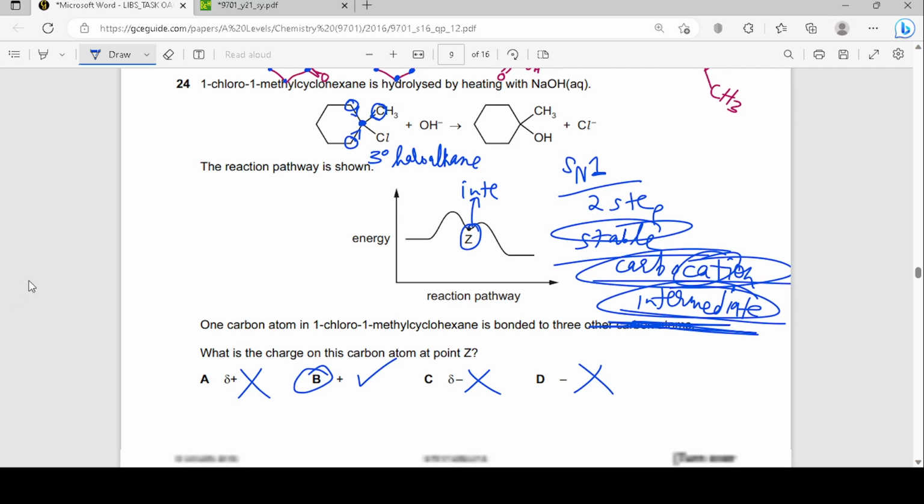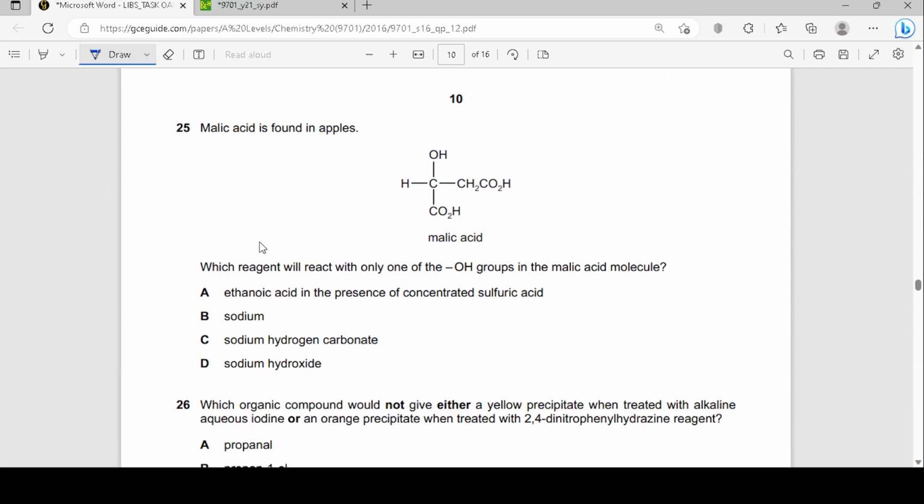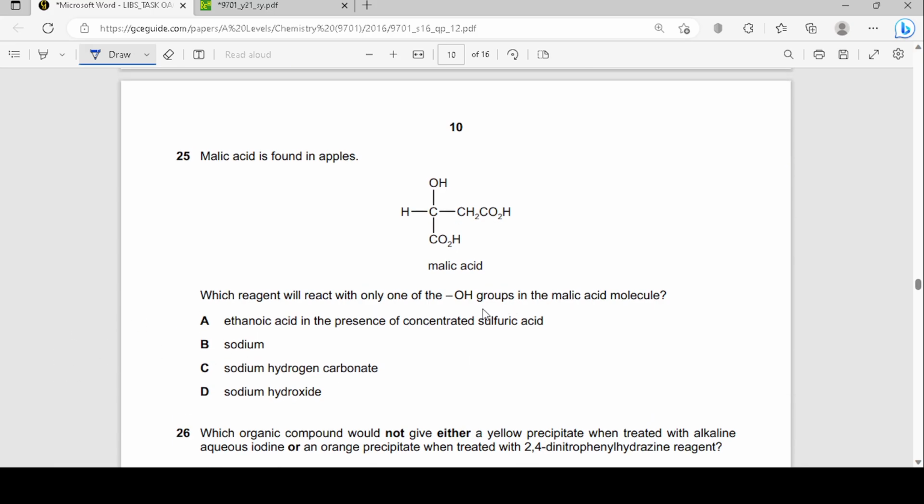Okay, so yeah, that is all. And then next question: malic acid is found in apples. Which reagent will react with only one of the OH groups in the malic acid molecule? So ethanoic acid in the presence of concentrated sulfuric acid. Well, ethanoic acid in the presence of concentrated sulfuric acid. So it's not really, I suppose this could be esterification.